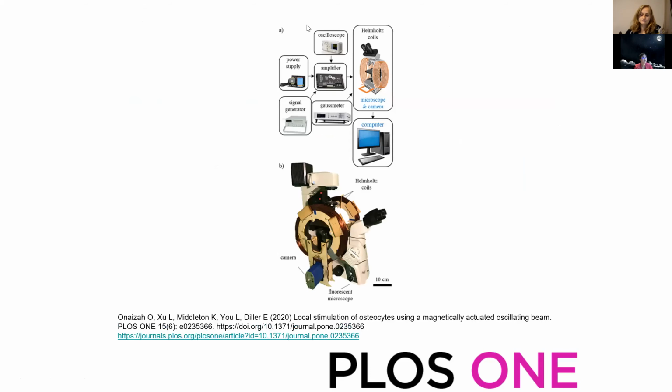So this is the whole setup. Basically we have this magnetic field generator. We can put that around the microscope platform. And then this is connected to a computer system that allows us to generate a well-controlled magnetic field and control the magnitude or the frequency of the magnetic beam swing.